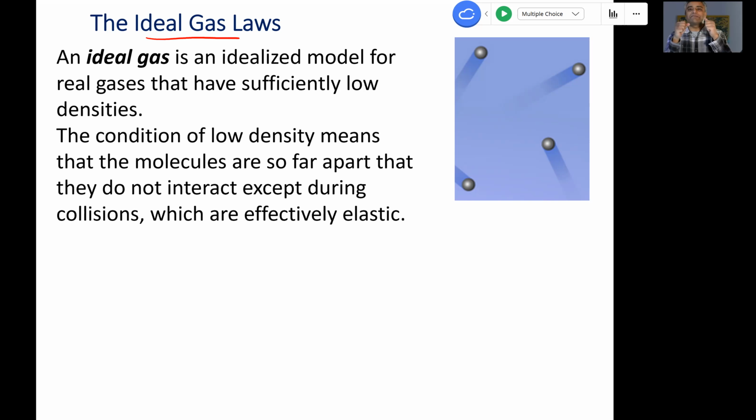So how far is far enough? Did I write that? Probably not. So here, let's say there is one gas molecule and there is another gas molecule. If the separation distance between them is larger than their size, then we can say the separation distance is large, and the density is not that large. In that case, we can describe that gas as an ideal gas.